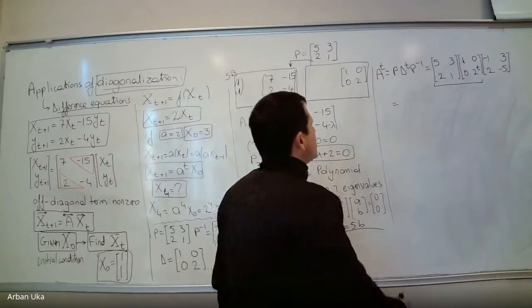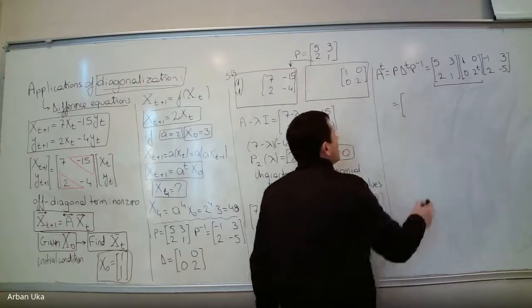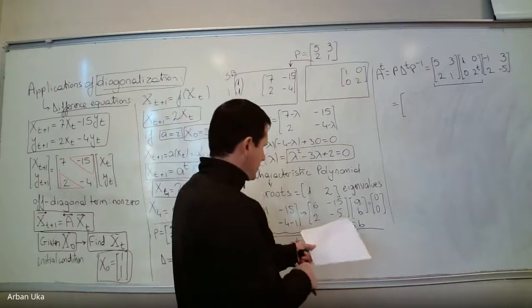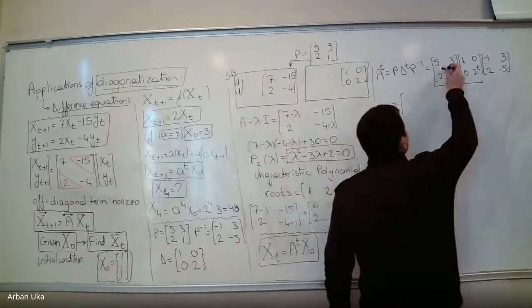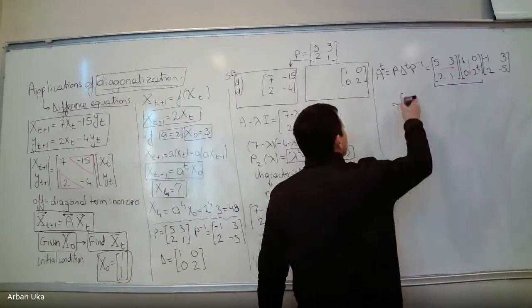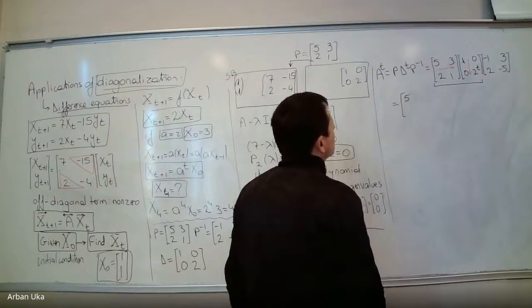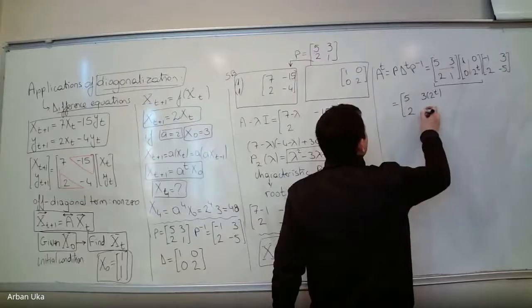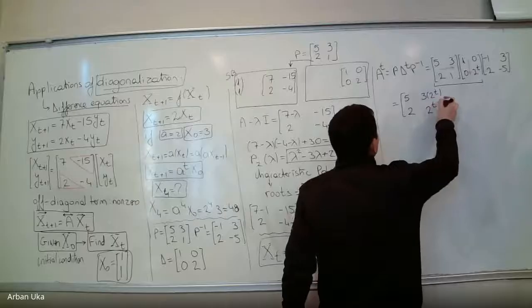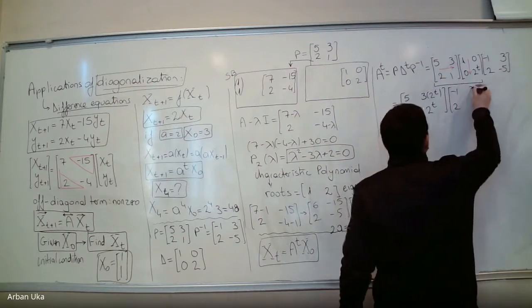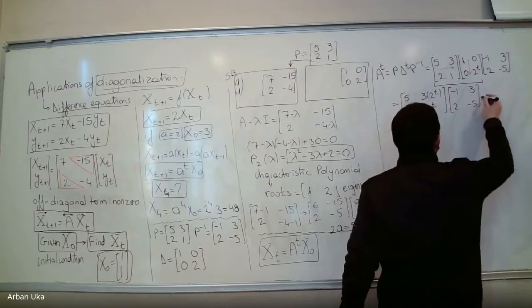So then we move ahead and we multiply the first two matrices. For the first two matrices, we get 5, 3 times 1, 0. So we multiply the first row with the first column, and we get 5. Then we get 3 times 2 to the power of t, 2, and 2 to the power of t. And then we have minus 1, 3, 2, minus 5.